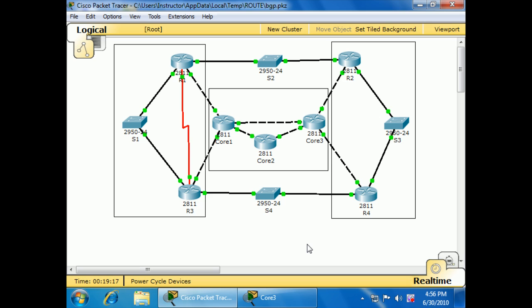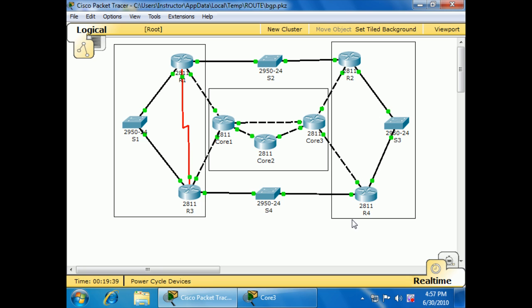All right, we're going to take a look at some basic BGP configuration. And to make life pretty easy, I put little boxes around the different autonomous systems. So on my left is autonomous system 100, the middle is autonomous system 200, and then the right side is autonomous system 300. So I'm hoping that between those, we can remember which one is which.